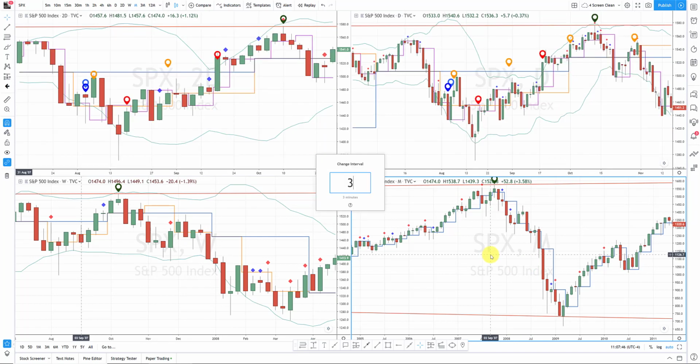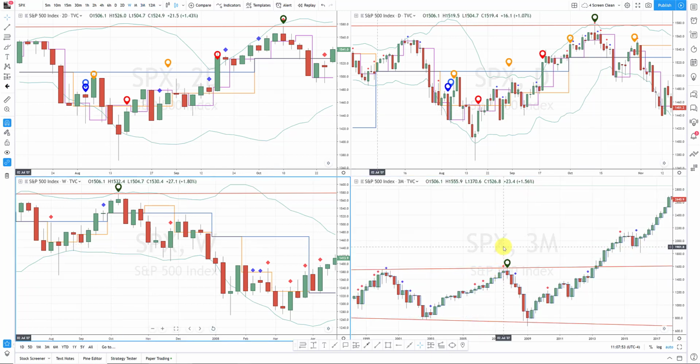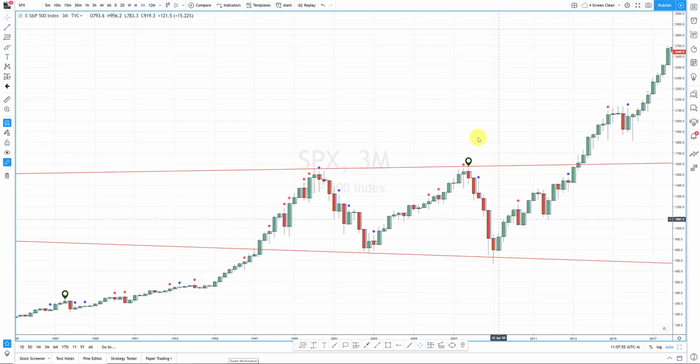Now, interestingly enough, on the 3-month chart, it looks like this. So let's bring up the 3-monther here. I'll just move this little thing out of the way.